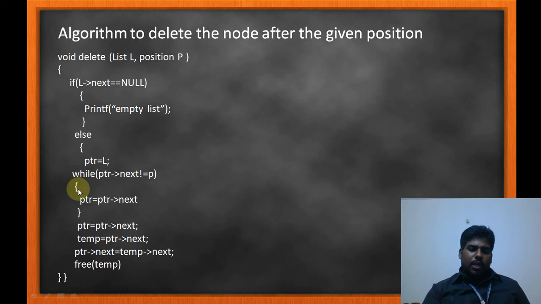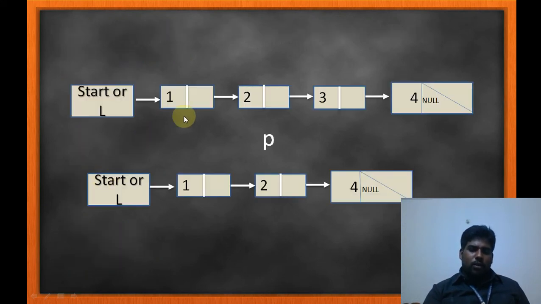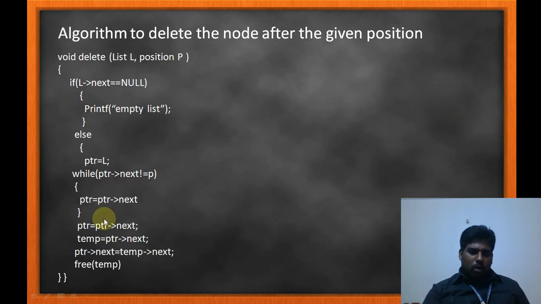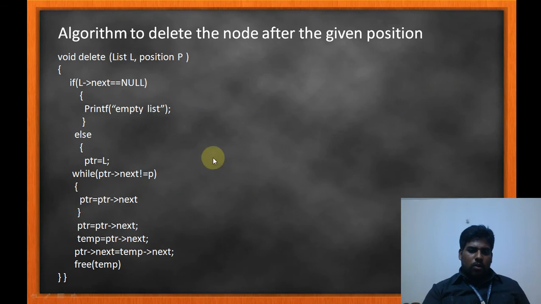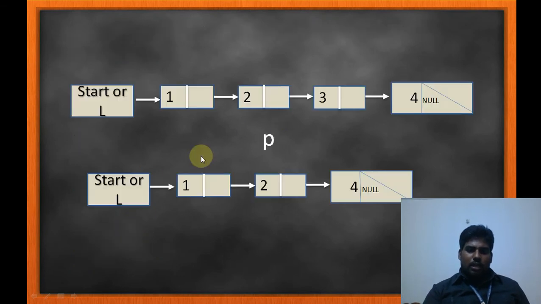Once again I am explaining. At first the while loop will be executed till you reach this position. Once it comes out of the loop, PTR will be PTR next. So it reaches here. Now temp equal to PTR next. So this is the PTR next, this is the temp. Now you want to delete this position.